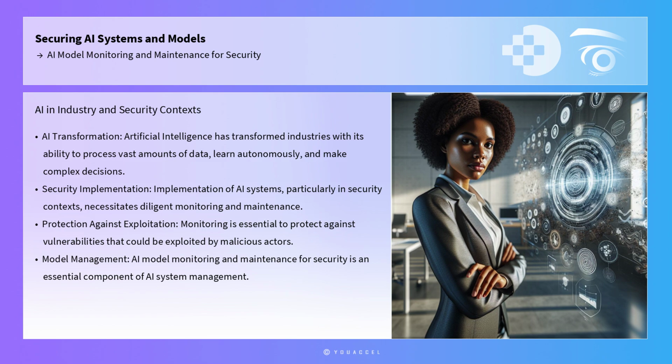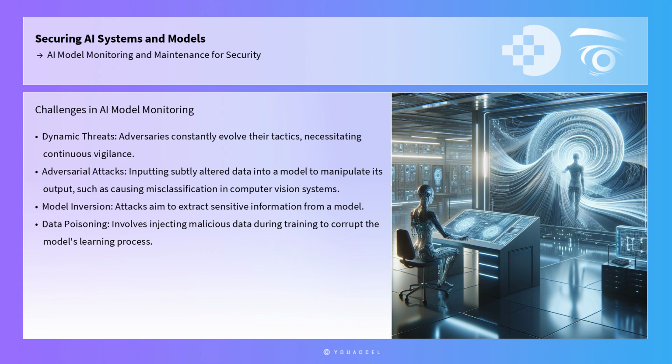AI model monitoring and maintenance for security is an essential component of AI system management, ensuring that models remain robust, accurate, and secure. One of the primary challenges in AI model monitoring is the dynamic nature of threats. Adversaries constantly evolve their tactics, necessitating continuous vigilance. AI systems are susceptible to various attacks, such as adversarial attacks, model inversion, and data poisoning.